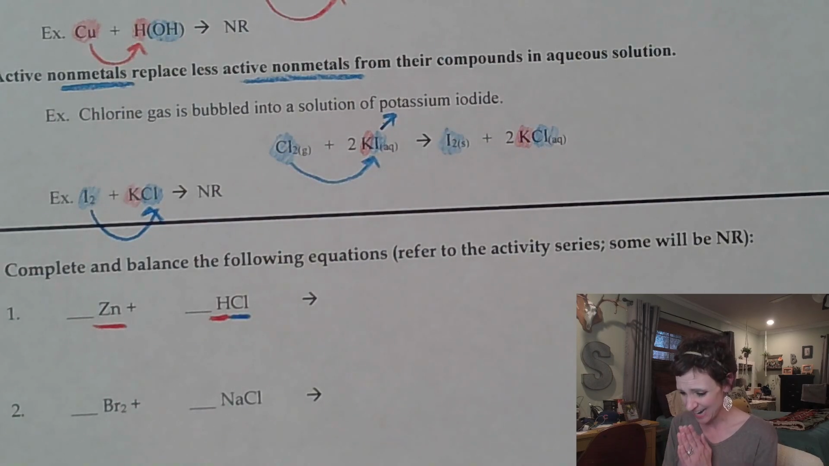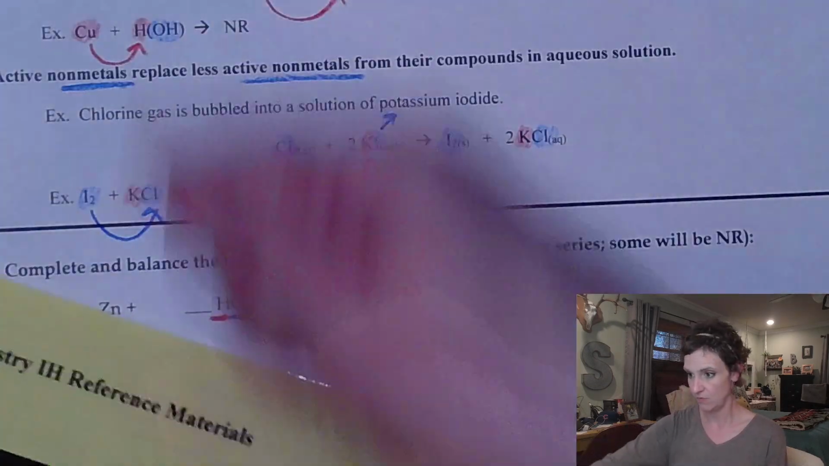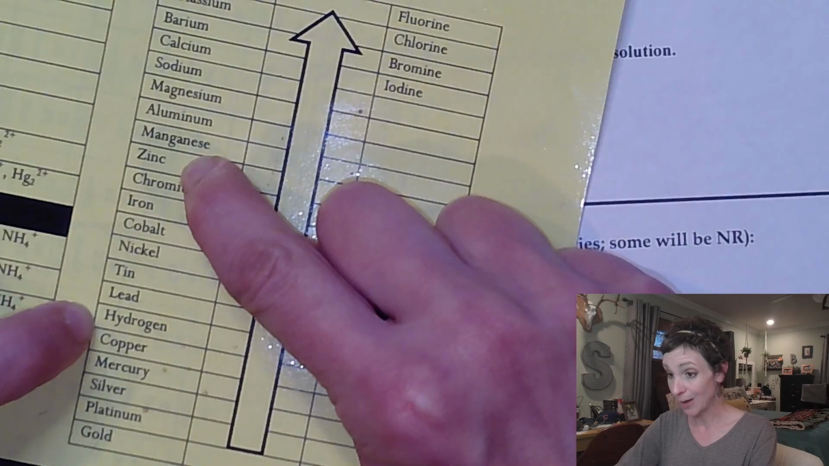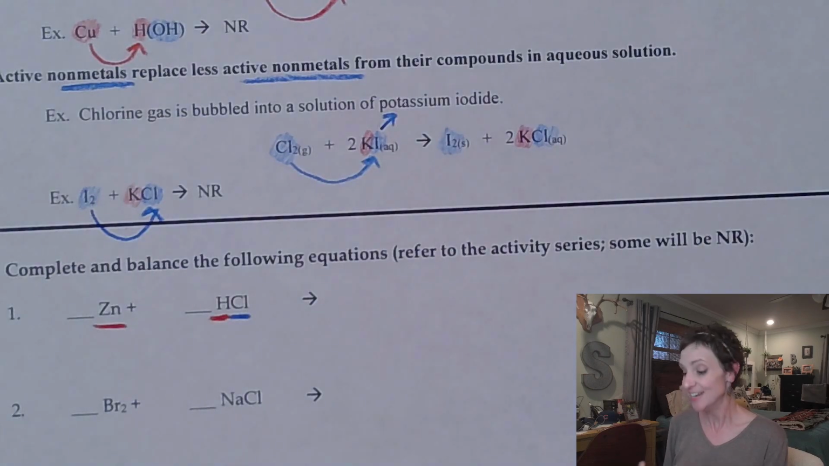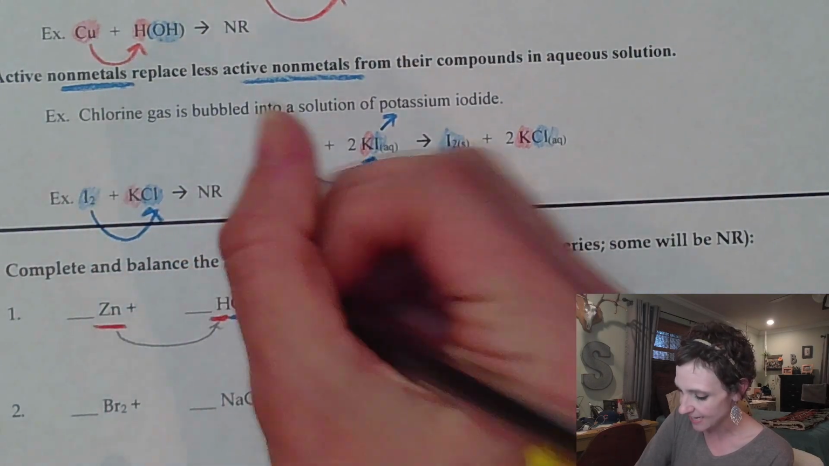So zinc and hydrogen, who is prettier? Now I'm going to use my yellow one just so I don't have to keep moving my sheet up and down here. So what am I looking for? Zinc. Yep. And hydrogen. Oh, hydrogen is uglier. Zinc, get on in there. Yes. So I totally am going to have zinc kick out hydrogen.